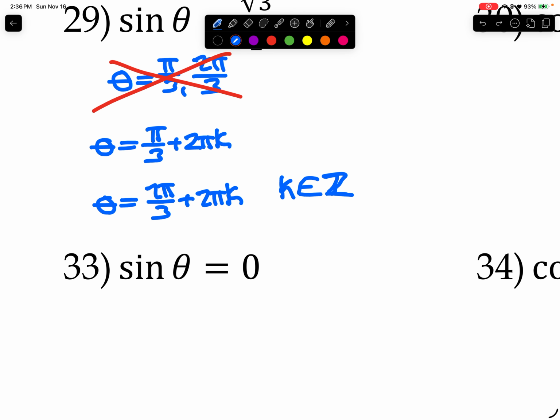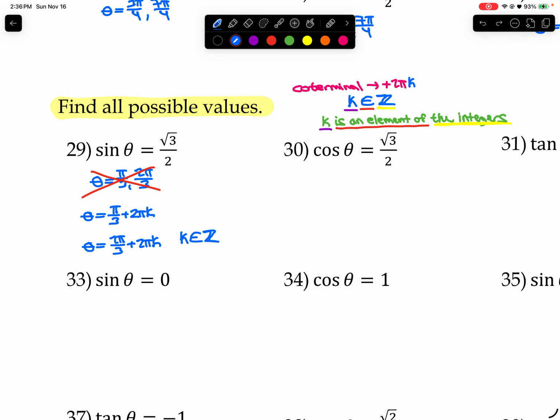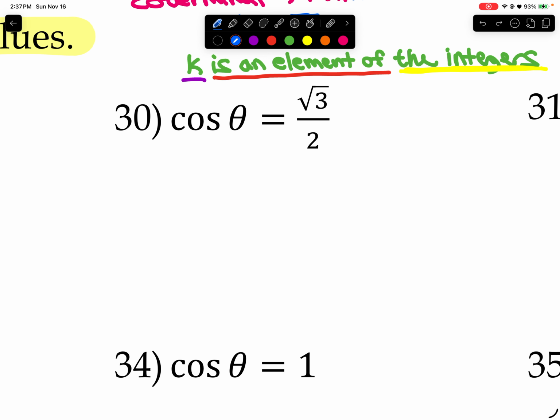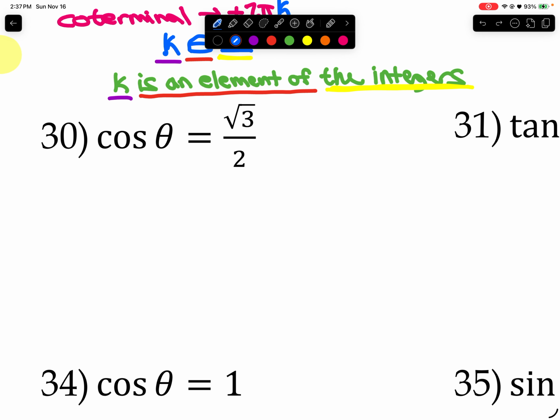Okay, now for cosine theta, now we have all the values where cosine is equal to positive root 3 over 2. Now, this is going to happen at pi over 6 and 11 pi over 6.